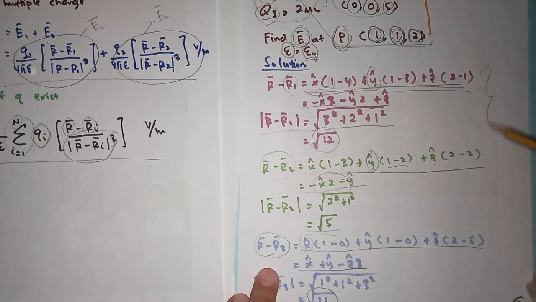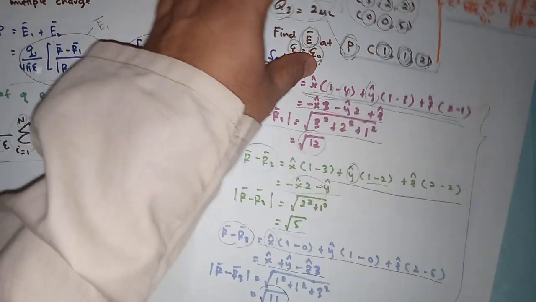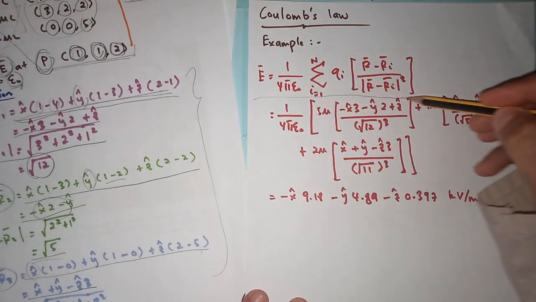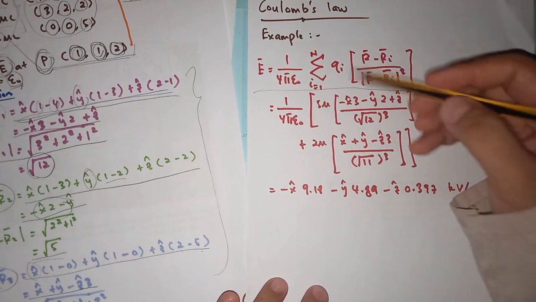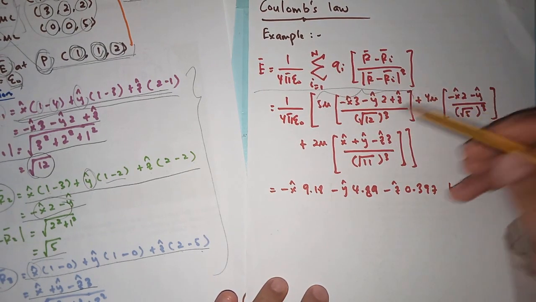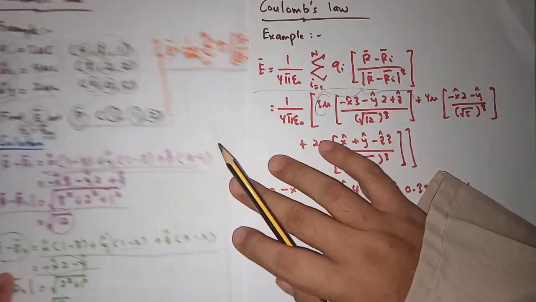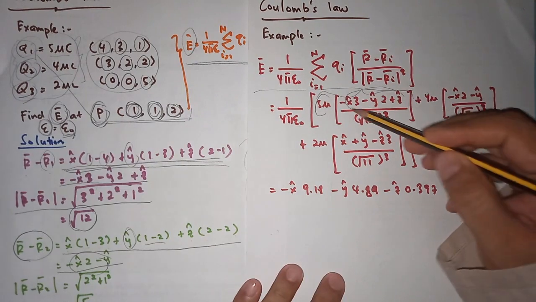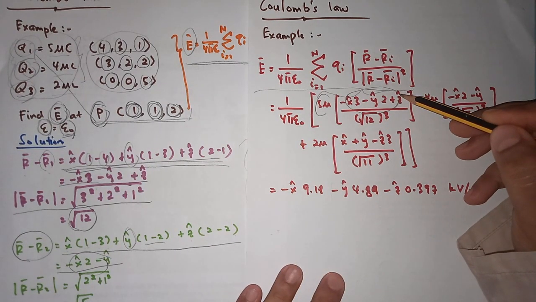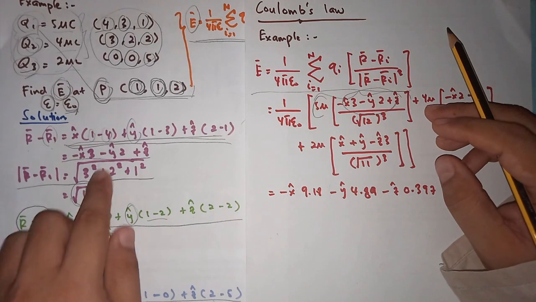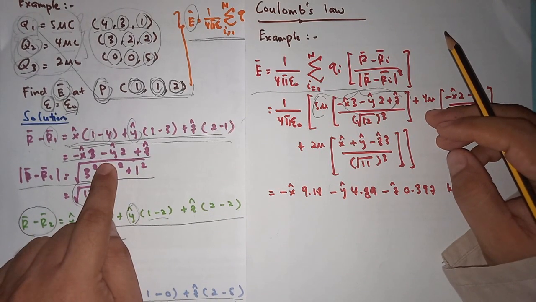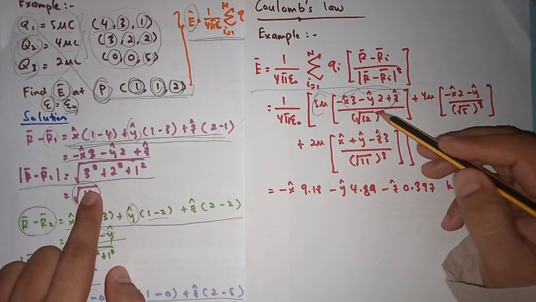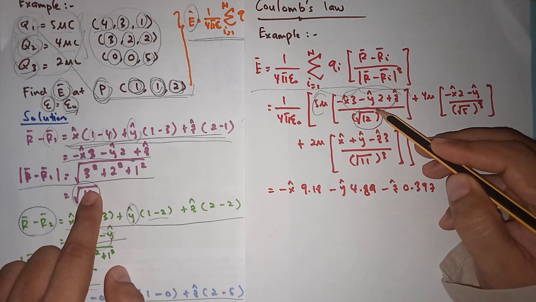Once we have derived all the required vectors, we can put all the vectors and amplitudes inside this general equation. For example, for Q1, the value given in the problem is 5 microcoulomb. This is the vector that represents direction and distance between Q1 and the test point, similar to the vector derived just now, divided by the amplitude to the power of 3.